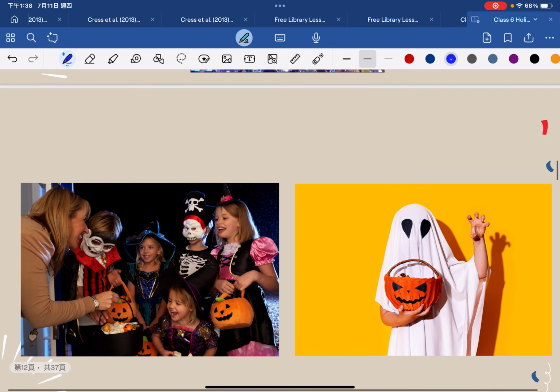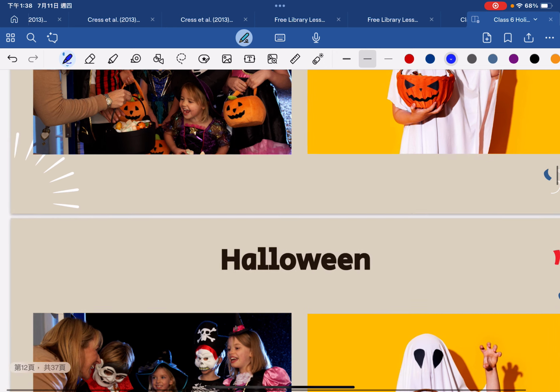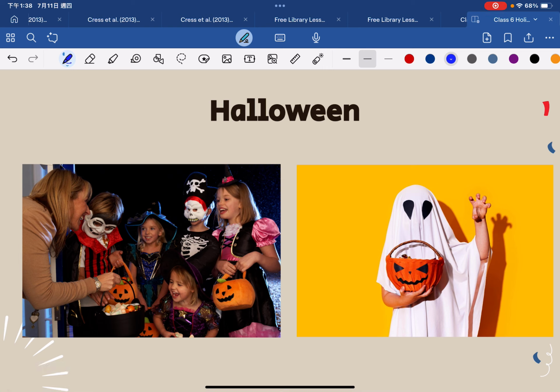So what is this one? They are wearing something spooky. It's Halloween, right? This is Halloween. So on the left, what are these kids doing? They are trick or treating. So what is trick? Trick means you prank someone. You do something bad to someone. Not that really bad, it's like something annoying to someone.